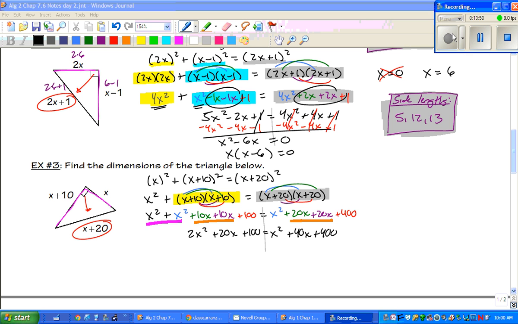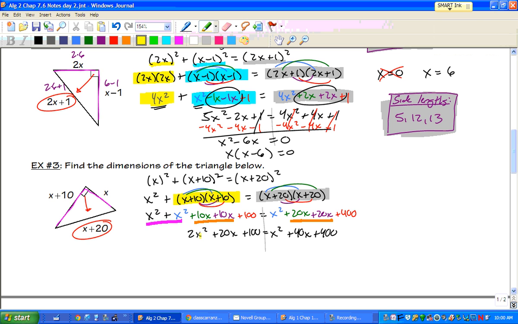Okay, so that's how it should be when you're all set up. Now, I got everything down to where we're looking for the leading coefficient. Okay, and those are the two that we get to choose from. The 2x squared is bigger, so we're going to subtract the x squared to the other side, the 40 to the other side, and the 400 to the other side. That way we get one side equal to 0, and we're left with x squared minus 20x minus 300.